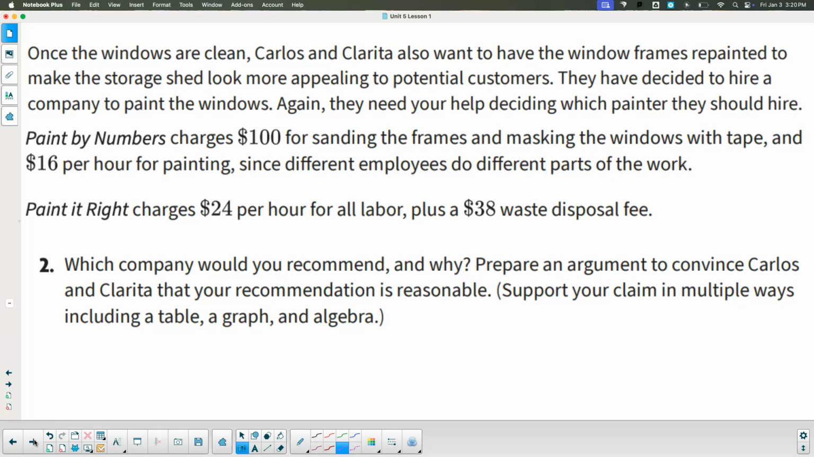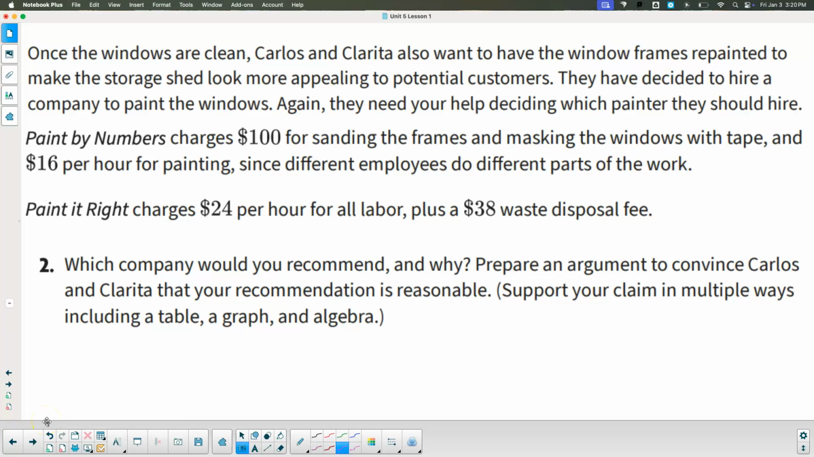Paint by Numbers charges $100 for sanding the frames and masking the windows with tape, and then $16 per hour for painting, since different employees do different parts of the work. Paint It Right charges $24 for all of the labor plus a $38 disposal fee. Okay? Which company would you recommend and why? Again, I'll give you 4 minutes here to discuss which company you would go with, Paint by Numbers or Paint It Right.